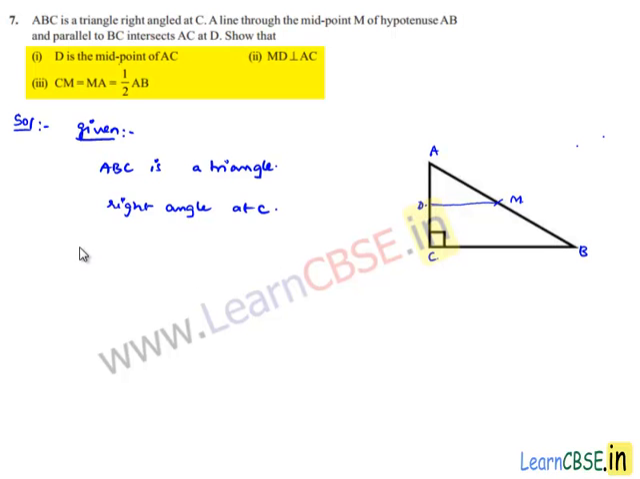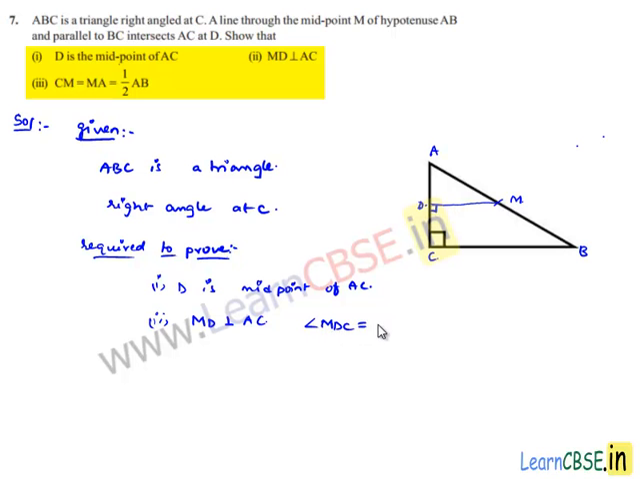We need to show that D is midpoint of AC, and second thing, MD is perpendicular to AC, which means we have to show that angle MDC is equal to 90 degrees. And third thing, CM is equal to MA is equal to half AB. Now moving on to procedure.